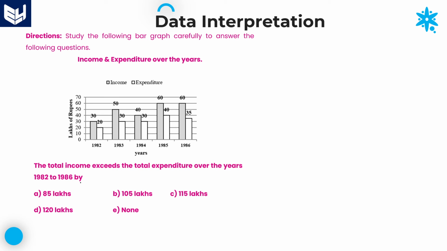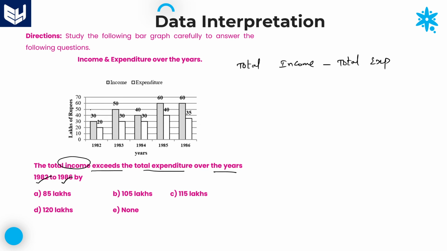Next one. Last question in this session. The total income exceeds the total expenditure over the years from 82 to 86 by how much? It means that directly we need to calculate total income minus total expenditure. That is what he is asking about. So first we will calculate total income. After that we will calculate total expenditure.